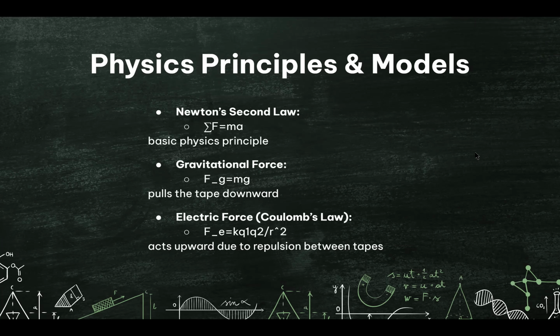The basic physics principles include Newton's second law, gravitational force, and the electric force. First, gravitational force pulls the tape downward, which we calculate using the equation F equals m times g, where m is mass and g is the gravitational acceleration. Second, the electric force acts between the charged tapes according to Coulomb's law, which demonstrates that electric force depends on the amount of charge on each object and the distance between them. And when the tape floats steadily without accelerating upward or downward, the upward electric force balances with the downward gravitational force. At this point, the net force is approximately zero, creating equilibrium. Understanding this force balance is key to estimating the amount of charge on the tape.